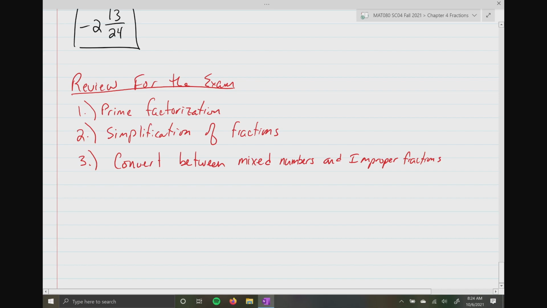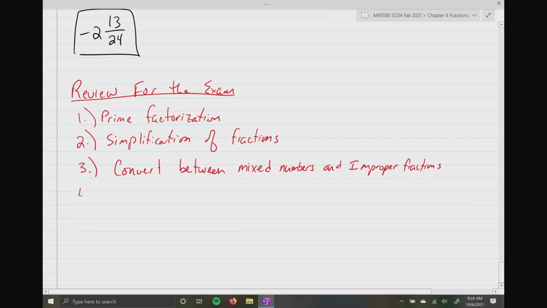You better be able to convert between mixed numbers and improper fractions in both ways. So if I give you a mixed number, convert it to an improper fraction. If I give you an improper fraction, convert it into a mixed number. Four would be multiply and divide fractions.